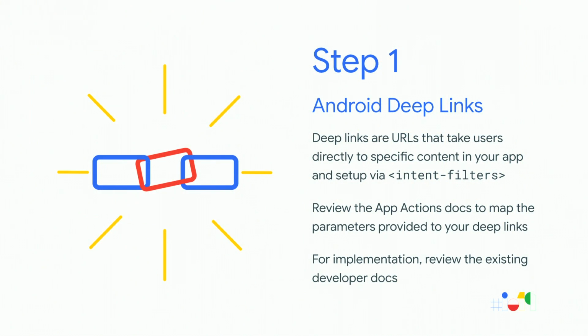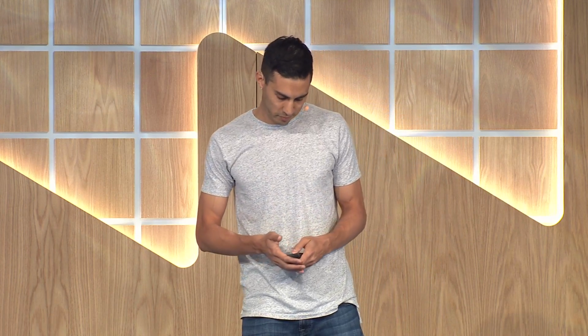OK, step number 1, Android deep links. For those of you who aren't Android developers, deep links are URLs that take users directly to specific content or actions within an app. The good news is, most Android developers have already implemented deep links in some shape or form in their Android application. So there may not be that much work for you to do here. However, we do recommend that you review our app actions documentation, understand the actions, and understand the parameters that we require for those actions, and make sure that your deep links can support them.